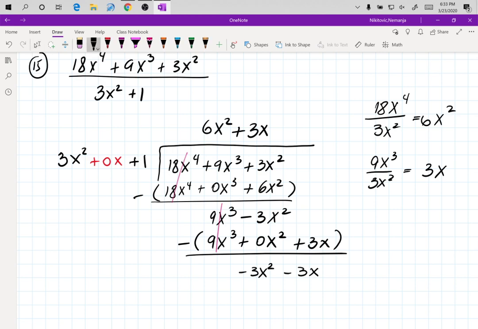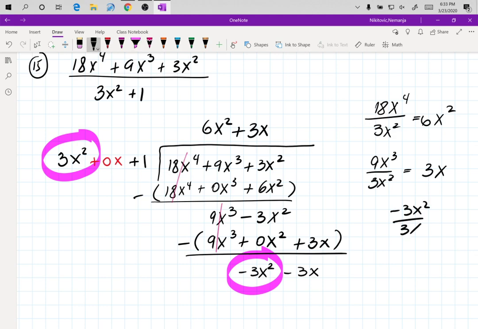So, how many times 3x goes into negative 3x squared? So that's negative 3x squared divided by 3x, and that's just negative 1. So minus 1. Note your answers here, x squared, x, and then the constant. They always drop by 1 as you move along.